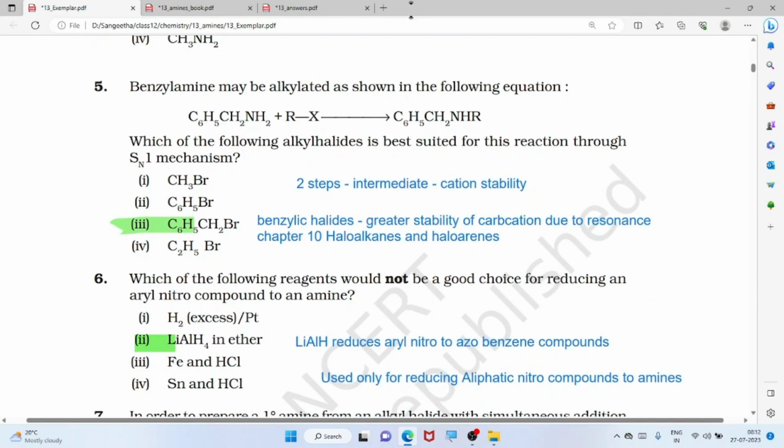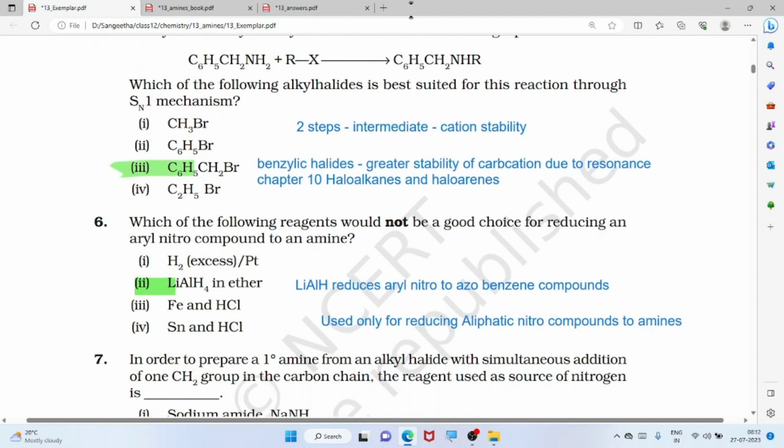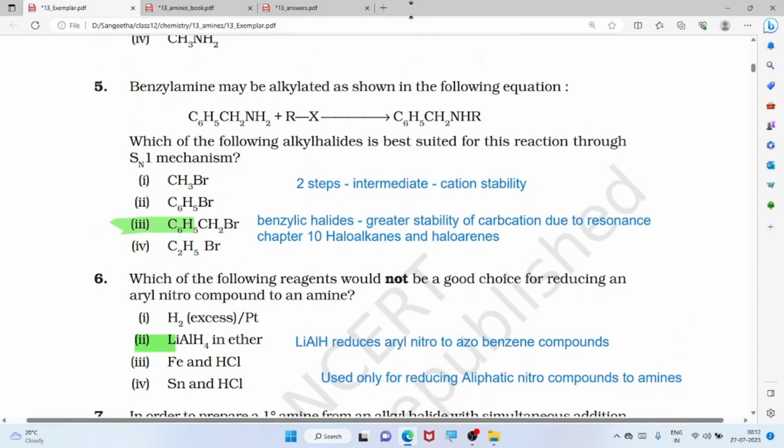Benzylamine may be alkylated as shown in the following equation. Which of the following is best for SN1? SN1 is a two step reaction. There is a carbocation formed in the intermediate stage. That should be stable. So among these, benzyl halides have the greatest stability of the carbocation. In chapter 10 you already read this in haloalkenes. So that is why this is best for the SN1 reaction.